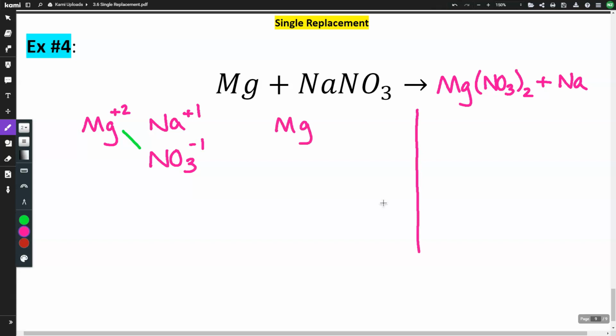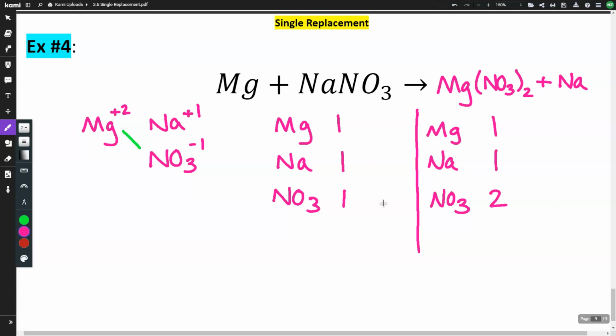So I have magnesium, I have sodium, I have nitrate. I have magnesium, sodium, nitrate. 1 magnesium, 1 sodium, 1 nitrate. Don't let that 3 confuse you. That's part of the nitrate. On the right side, 1 magnesium, 1 sodium, 2 nitrates. 2 nitrates on the right, 1 on the left. So let's put a 2 right here. That goes to the sodium and the nitrate. 2 times 1 is 2. 2 times 1 is 2.